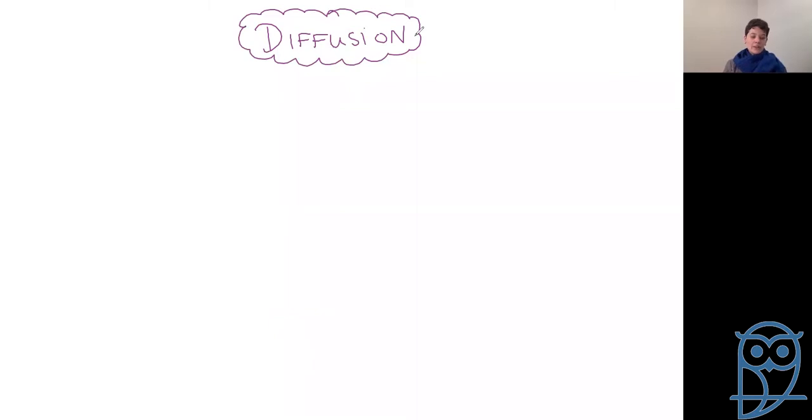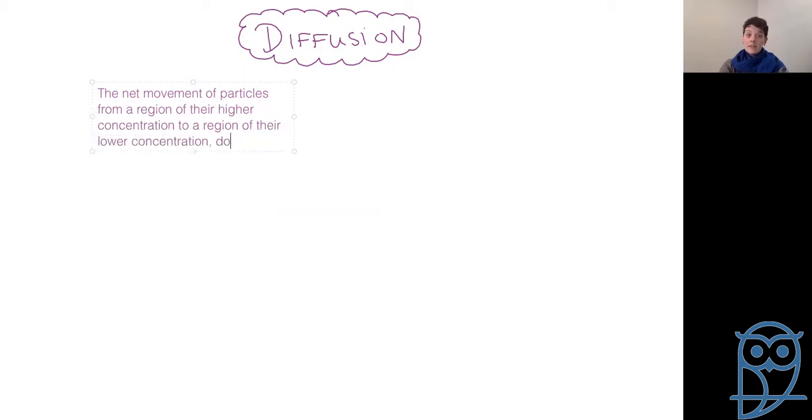Okay, so diffusion. There is a big definition, and it is worth being familiar with. The net movement of particles from a region of their higher concentration to a region of their lower concentration, down a concentration gradient, as a result of their random movement.